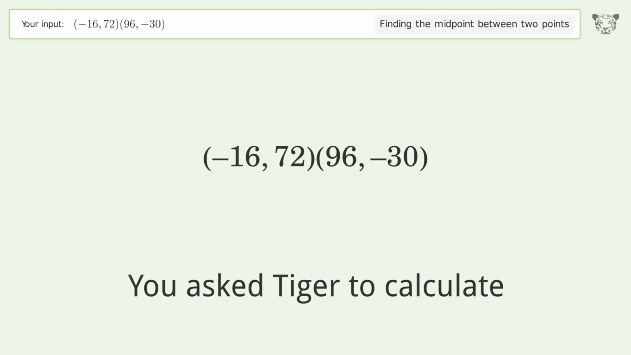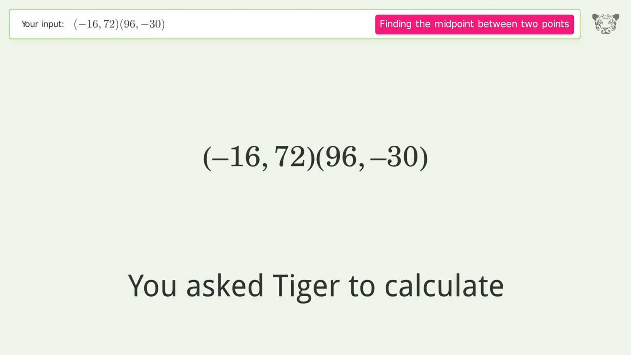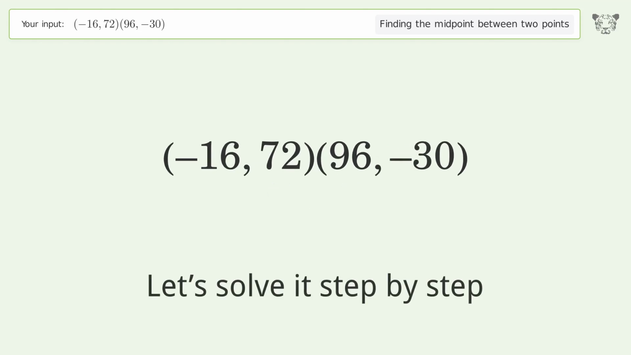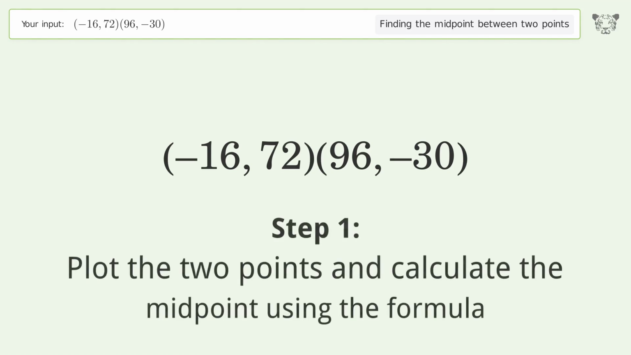You ask Tiger to calculate. This deals with finding the midpoint between 2 points. The midpoint between the 2 points is 40,21. Let's solve it step by step. Plot the 2 points and calculate the midpoint using the formula.